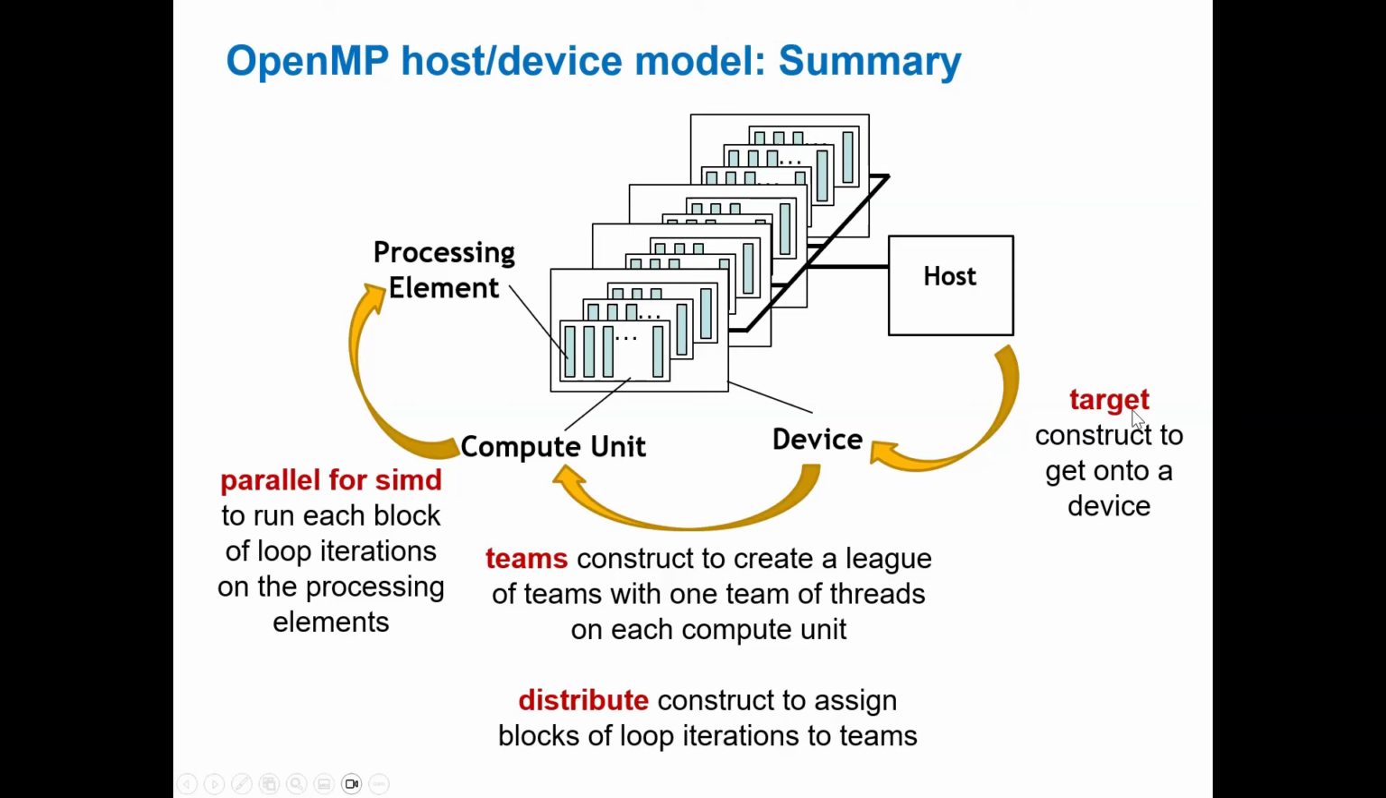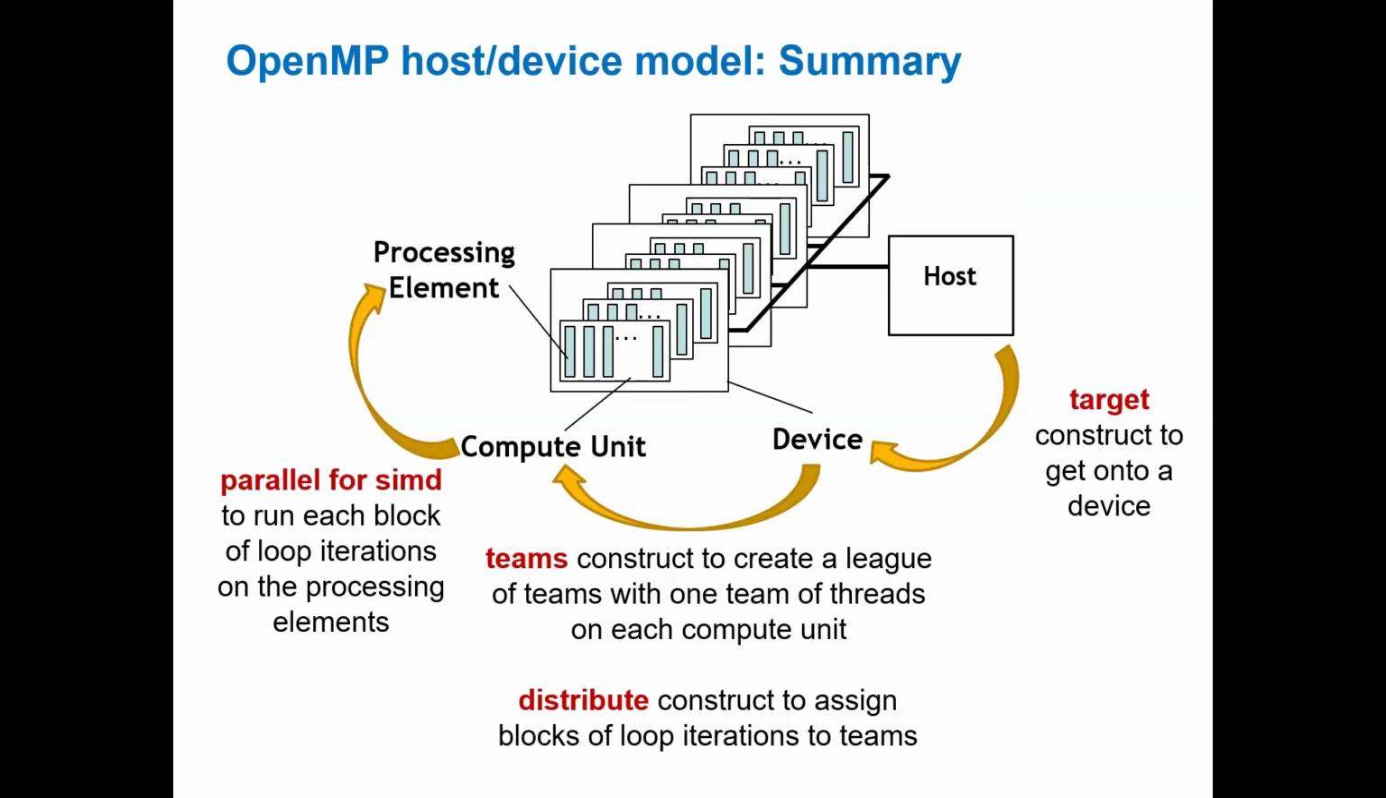The first thing is you need to specify the target construct to get offloaded onto a device, so your job is going to run on the device. Then on the device, to parallelize, use the teams construct first to create a league of teams with one team as a thread on each compute unit, on GPUs for example. Then you use the distribute construct to assign blocks of loop iterations to teams. Furthermore, you can use parallel for simd to run each block of loop iterations within the team, which in the GPU's case will be on the processing element. So this is the whole picture and the idea.